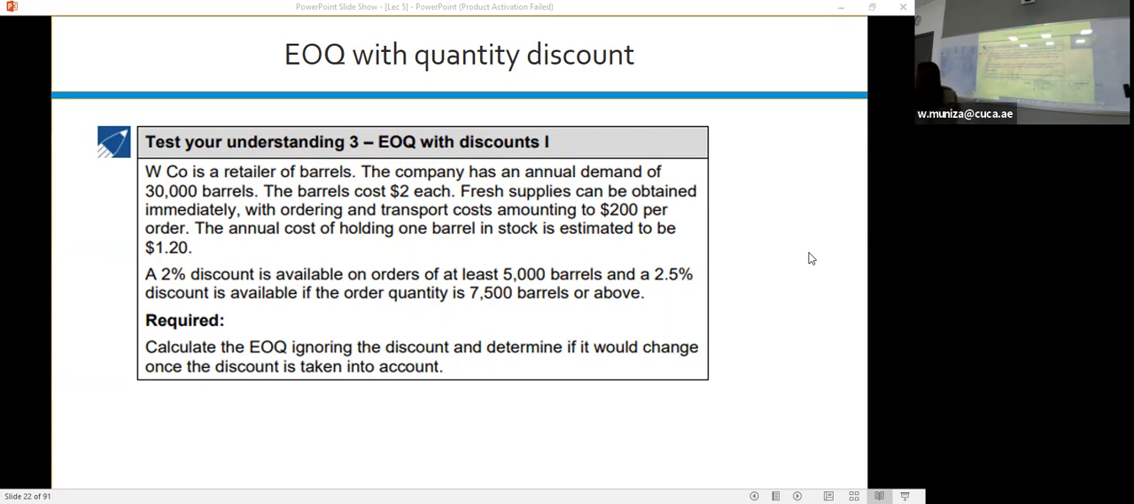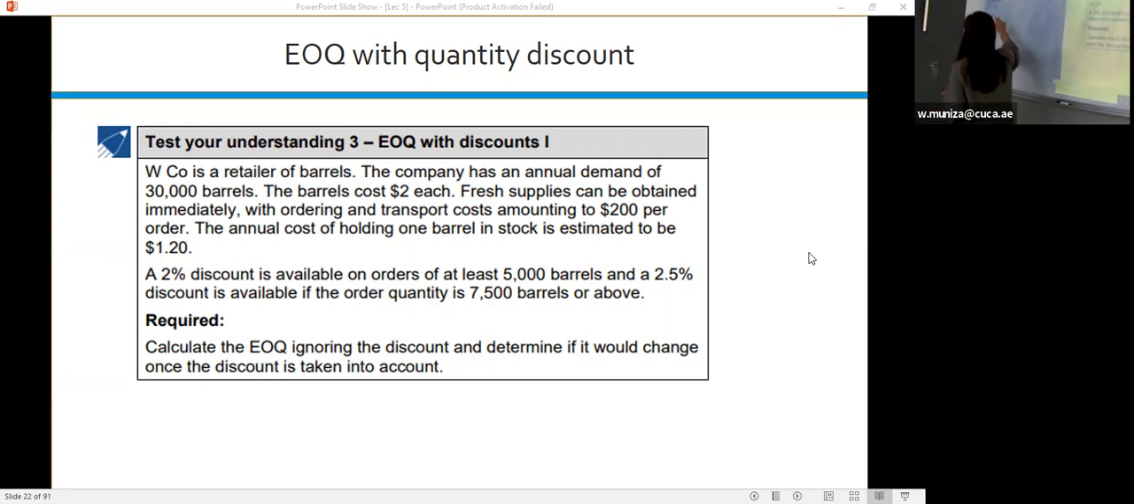Number of orders will be calculated based on the... Sorry? Number of orders will be calculated based on the average inventory. No, holding is for holding costs. Number of orders will be D over Q. Annual demand is 30,000 in quantity. Order quantity is 3162 here, 5,000 units here, 7,500 units here. Okay, and cost per order is say 200.